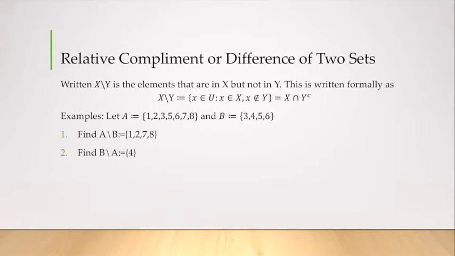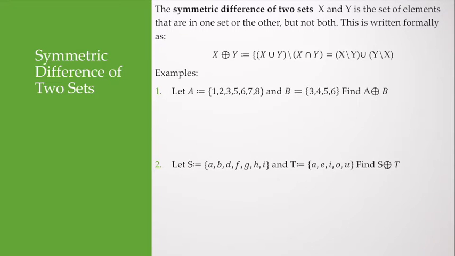And here are the answers to that. The symmetric difference of two sets, X and Y, is the set of elements that are in one set or the other, but not both, okay? This is written formally as X symmetric difference Y is (X union Y) minus (X intersect Y). So that means all elements in the union that are not in the intersection, right? If they're in the intersection, they'd be in both, and we want not in both.